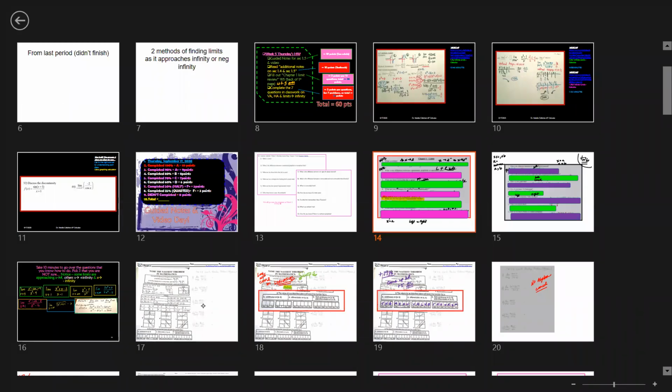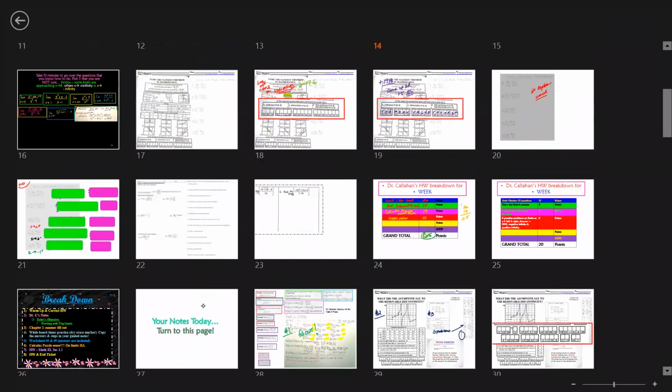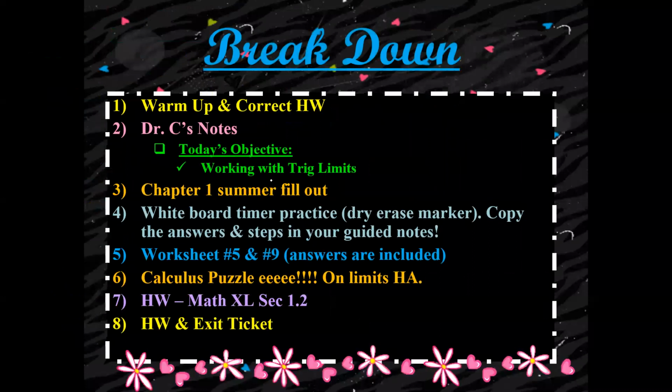So with that said, let's take a look at your guided notes for today. This is a breakdown of what we have. We're going to first work on trigonometric limits. We're going to do a chapter 1 summary fill out. Then we're going to do a whiteboard practice, although we're doing distance learning, so really it's not going to be a whiteboard because there are no whiteboards.